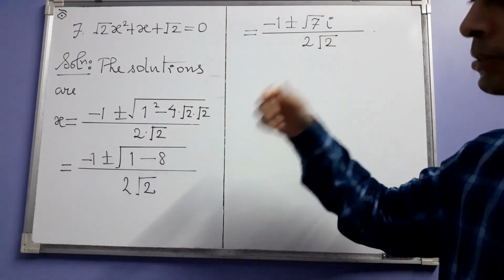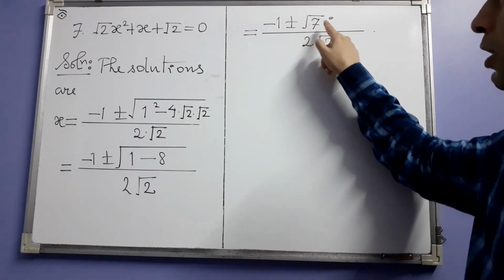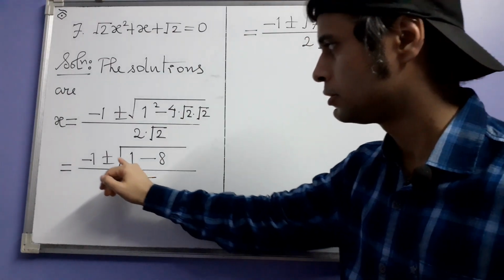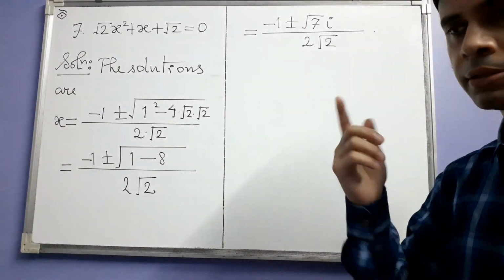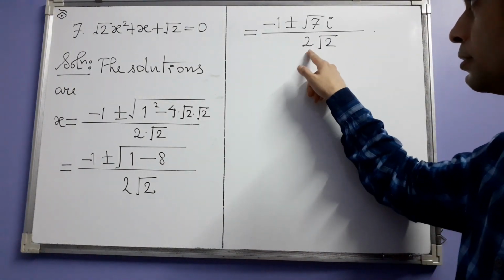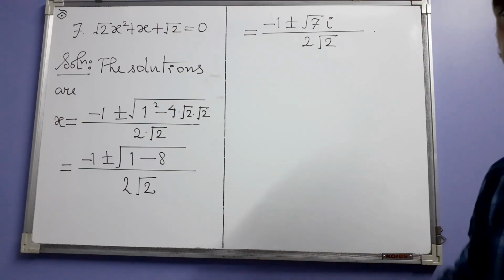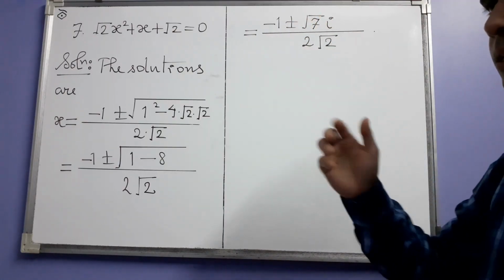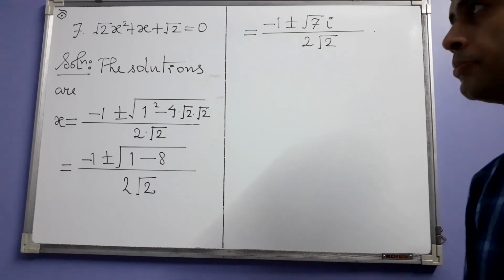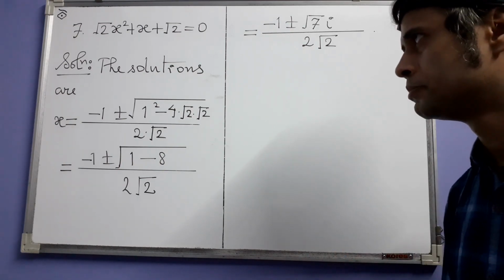So this part is the same as the previous one, so square root of 7 times i, but the change is here and here. Here we have minus 1, previously we had, I think, 1, and the denominator is 2 root 2. So these are the two solutions, minus 1 plus or minus root 7i, whole divided by 2 root 2. Let's see the next one.